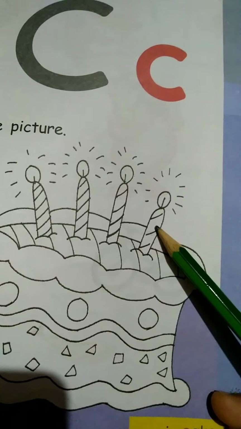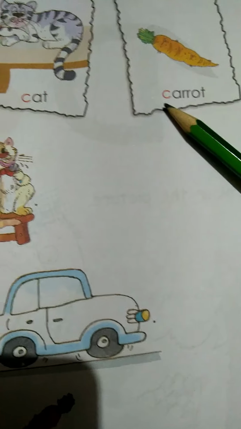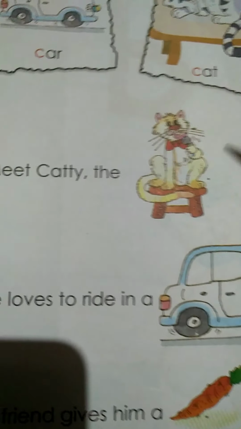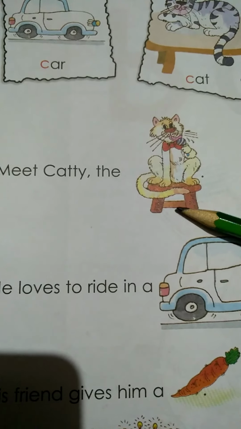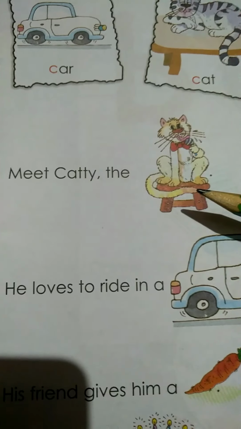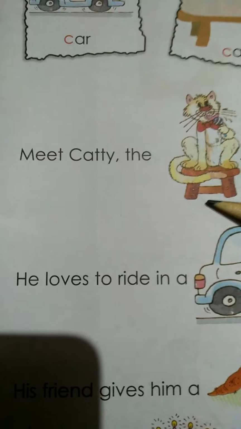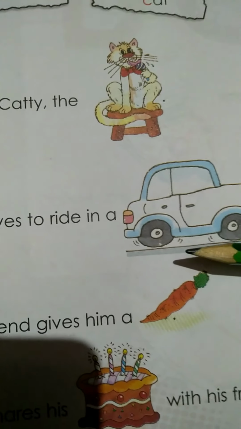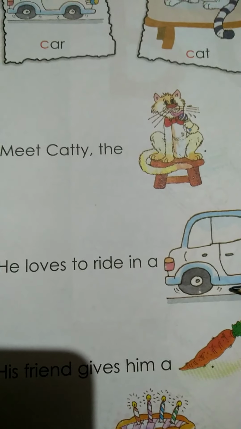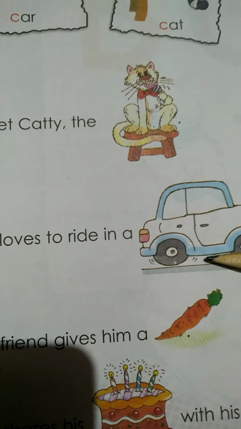Yes, you can see here this is a car. This is a cat. This is a carrot. Car, cat and carrot. So you can see here the cat is sitting. Yes, meet Catty the cat. And Catty loves to ride in a car.